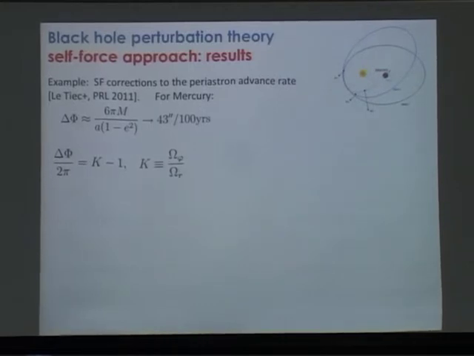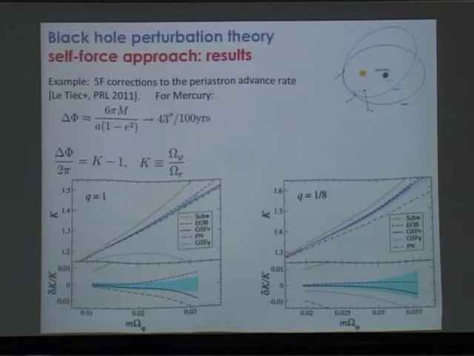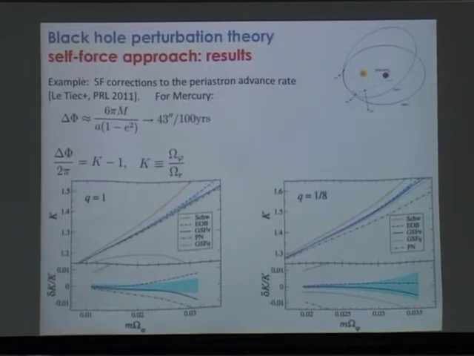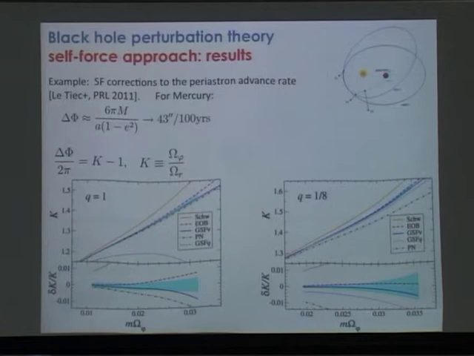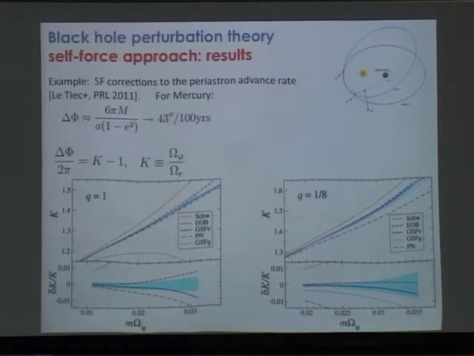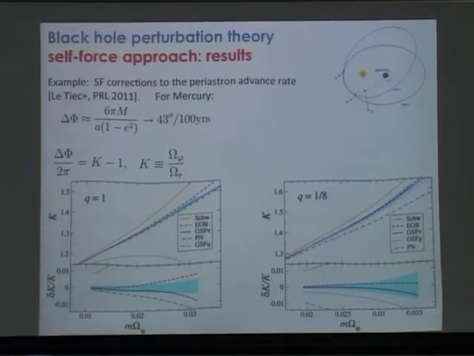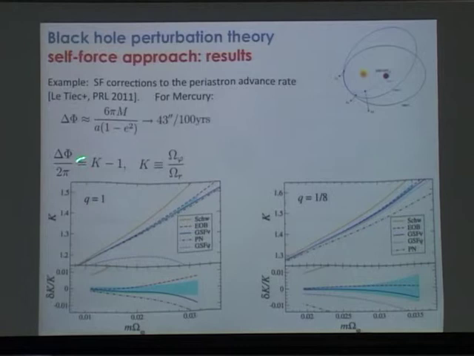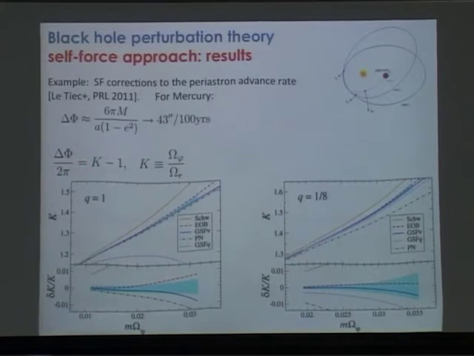I'm just going to define this quantity k for something I'm going to show in a minute, and this is some work done by a comparison study between the SXS numerical relativity group and the self-force work by Le Tiec, Barack and Sago. Essentially this is a comparison of this quantity k, which is a measure of the periastron advance rate, using various different methods.